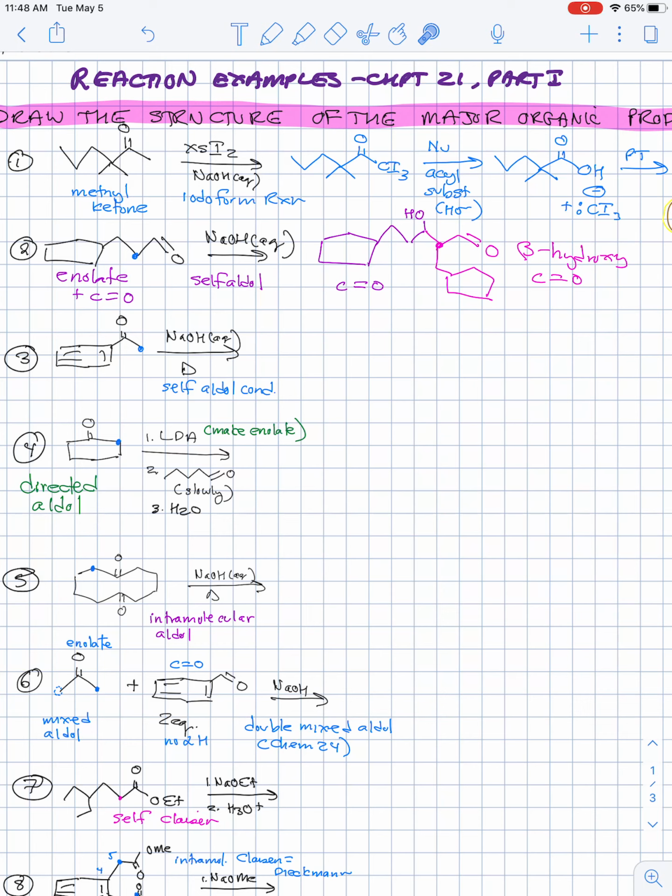When I put questions on tests and quizzes, if I heat it up, that means you should do the dehydration. If I don't heat it up, don't dehydrate it. And I'm never going to try to fool you by having an aromatic compound and not heating it. It'll always be aromatic and heat, or non-aromatic and heat, or non-aromatic and no heat.